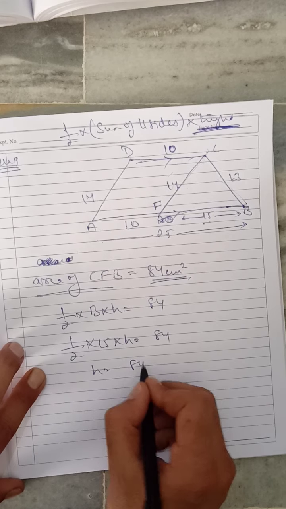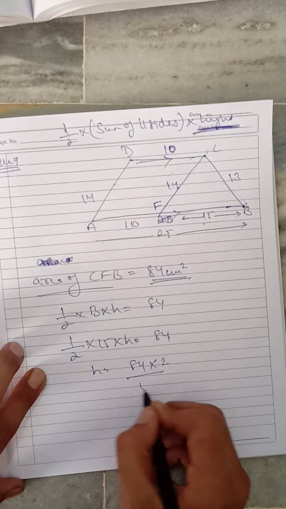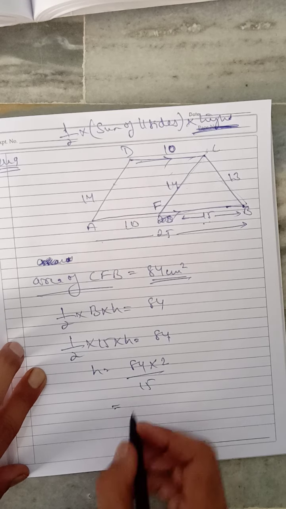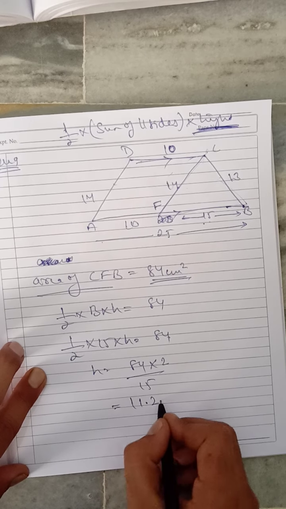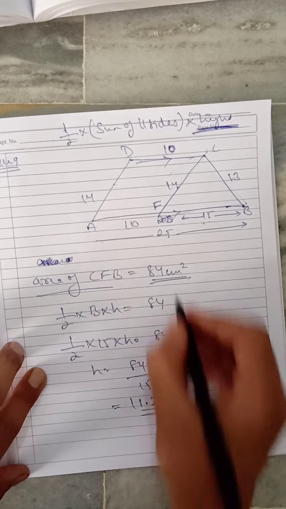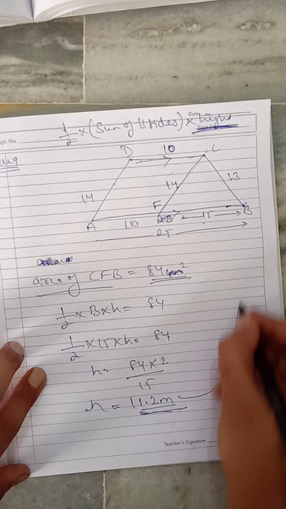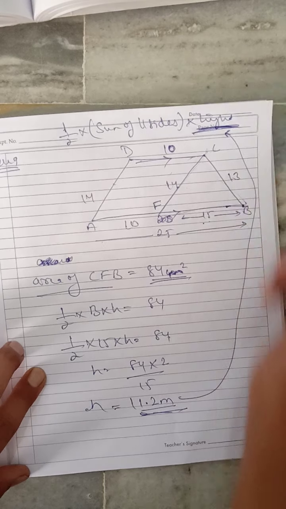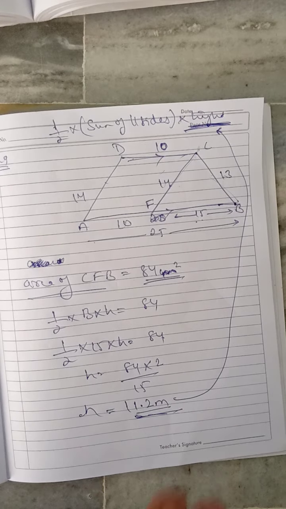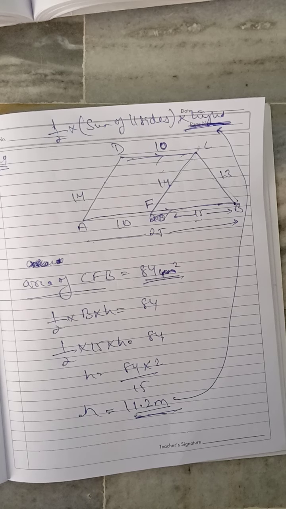So h is equal to 84, 2 goes on this side, upon 15. And this comes out to be 11.2 meters. Now put this height in this formula and get the area of trapezium. This question you have already done in 8th class. Same question.